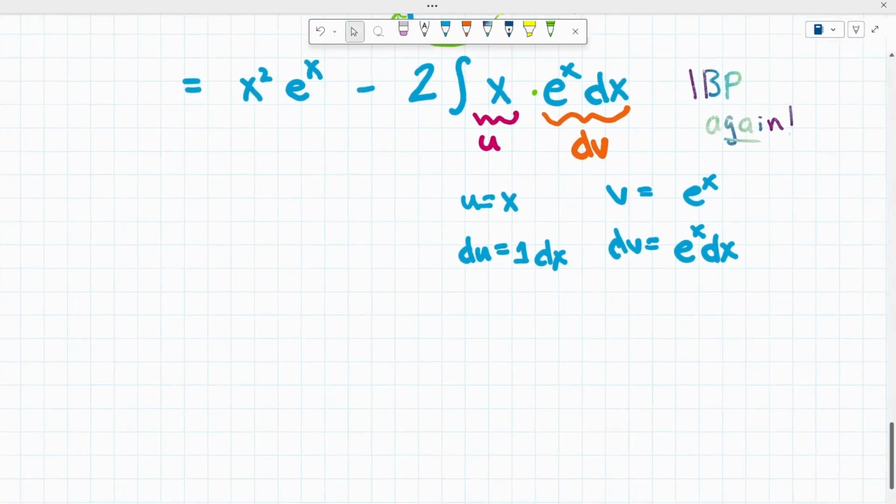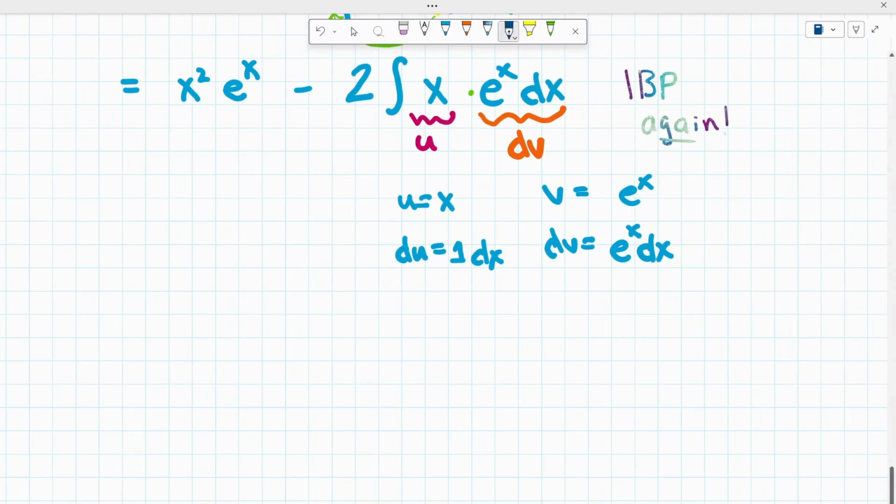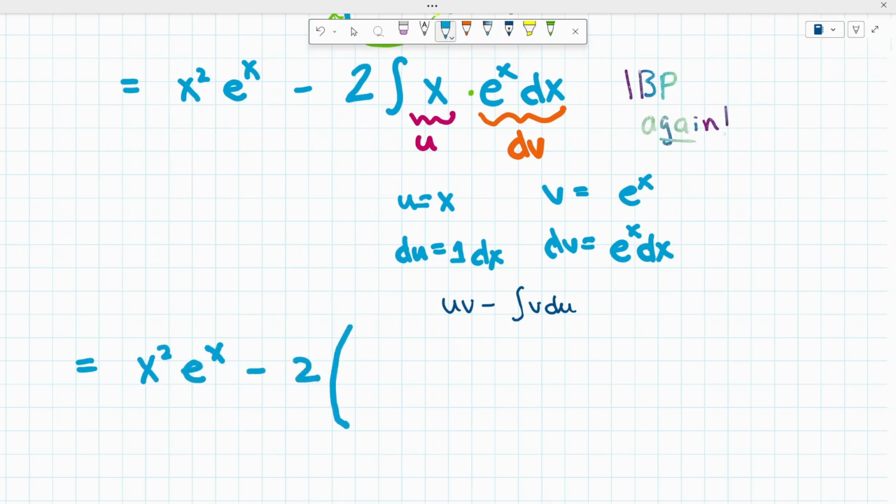So now we're ready to apply our integration by parts formula again. Recall that it's uv minus the integral of v du. Okay, so let's make sure that we don't forget our whole beginning part over here. So we've still got x squared times e to the x minus 2, and then all in brackets we have uv again, which is x times e to the x, minus the integral of e to the x times du, which is 1 times dx, or just dx.